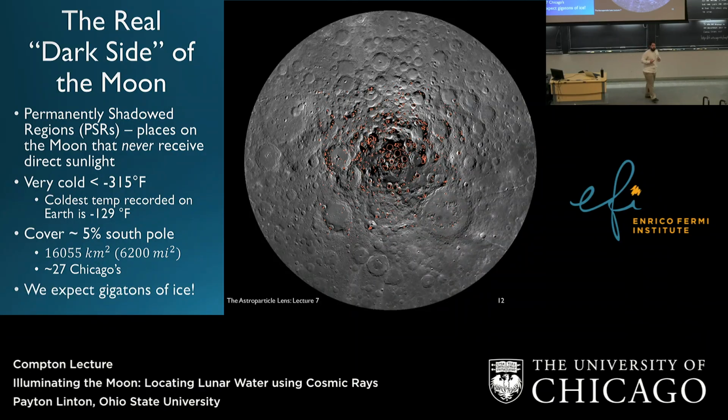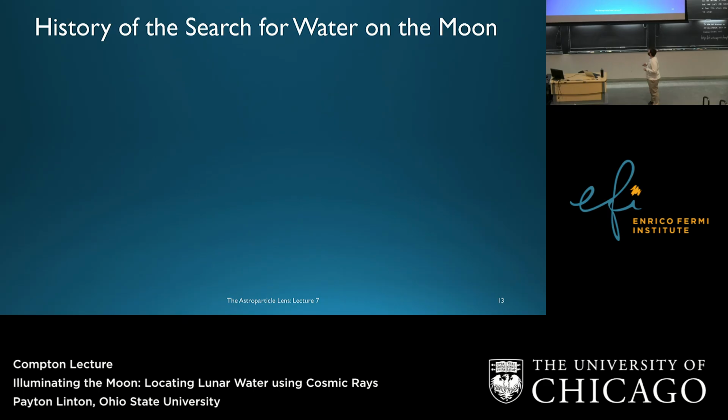And models of how we think ice should be distributed on the moon tell us that there should be gigatons of ice in these permanently shadowed regions. And for reference, gigatons of ice is equivalent to about Lake Michigan, right? And so we're talking about a potential Lake Michigan's worth of ice that we would expect to exist on the moon. We just need to find it, right?